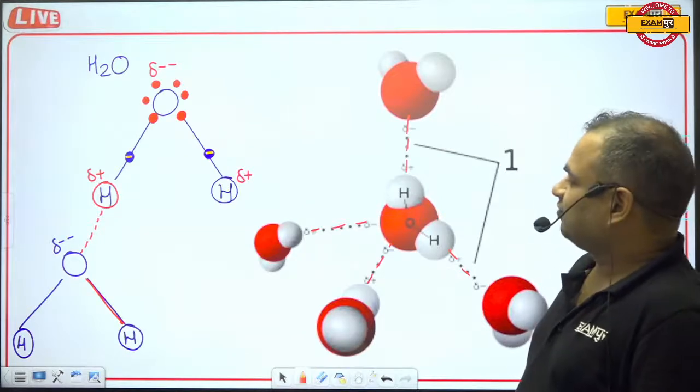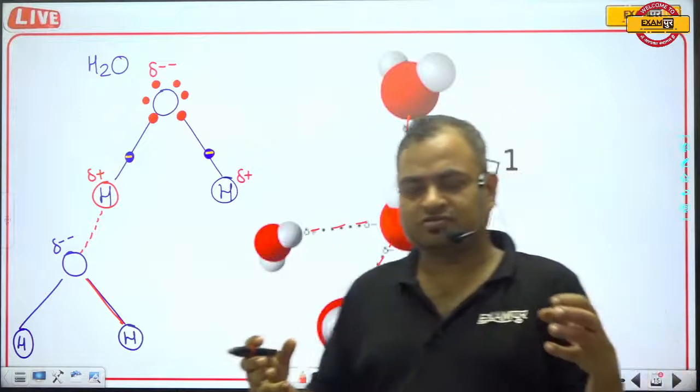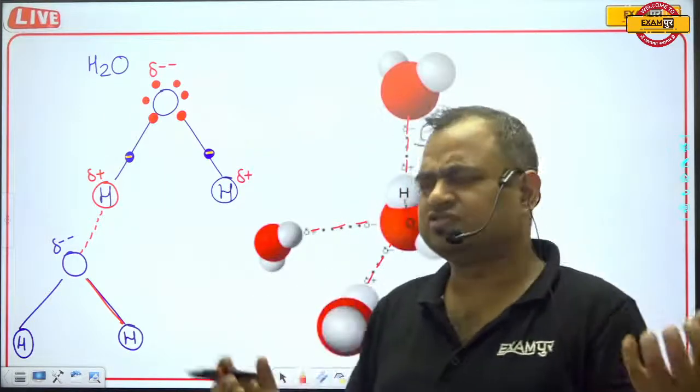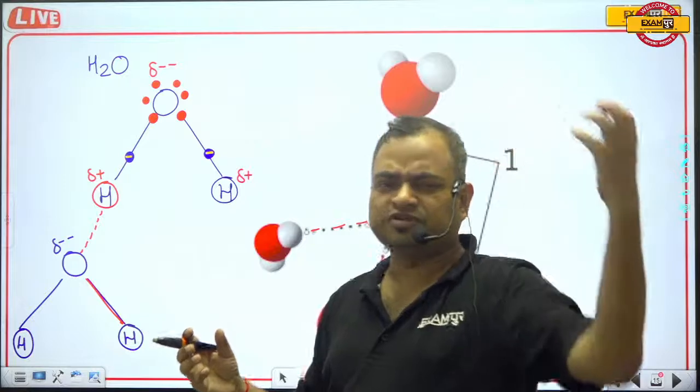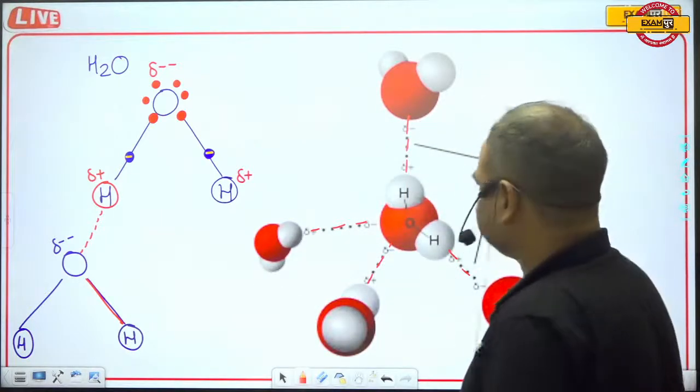Clear? And in this way the water molecules are connected to thousands of other molecules, and they make a chain like this.